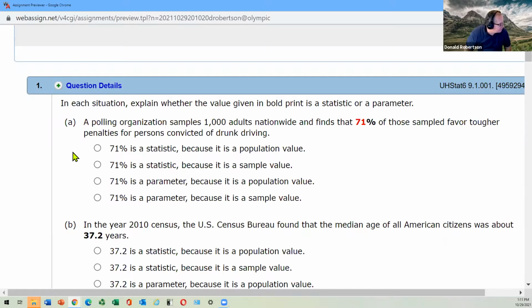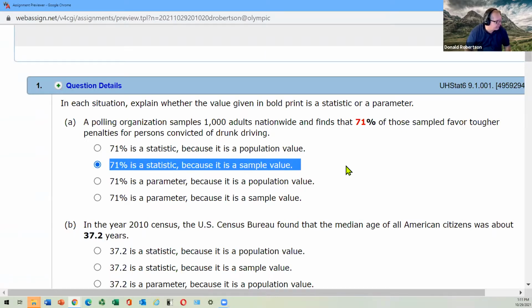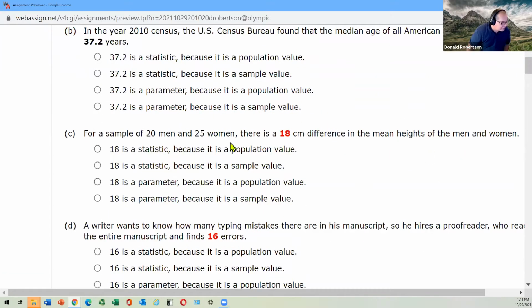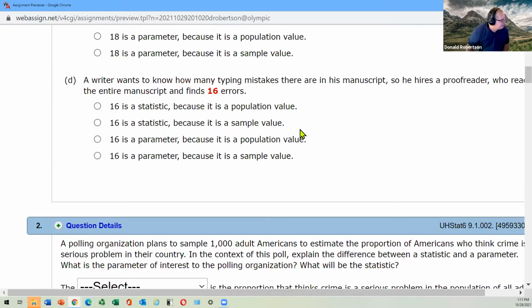Now, of course, there are two. Is it a statistic because it's a population value, or is it a statistic because it's a sample value? I hope you'd all say that's a dumb question. It's obviously the sample one, and you're good to go, right? Are we comfortable that these questions are going to be pretty much the same as that one? I'm going to go to D now.